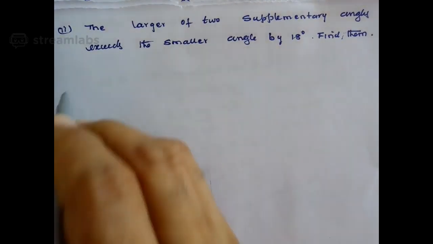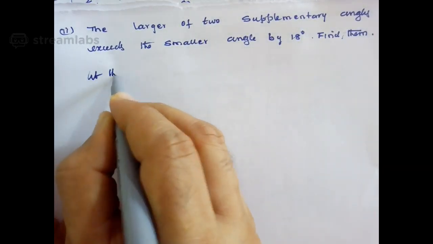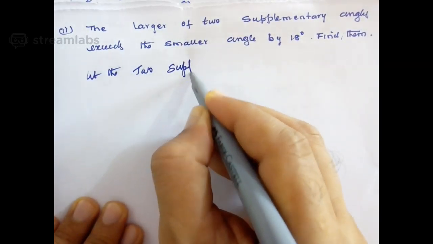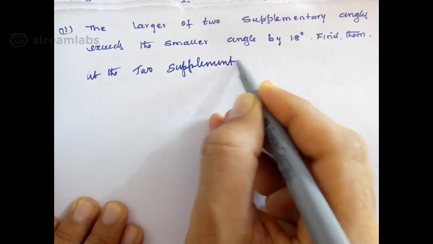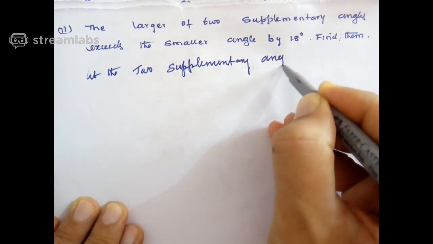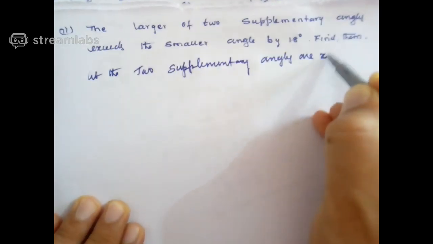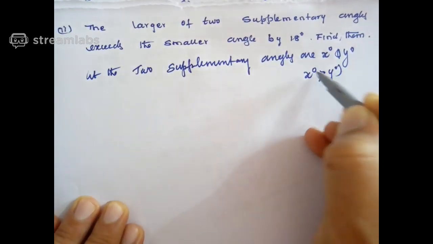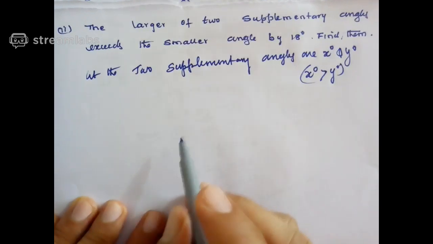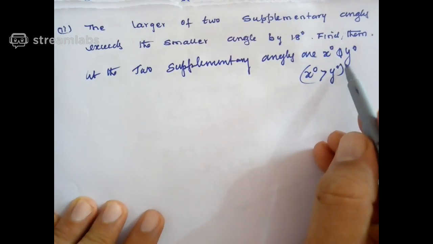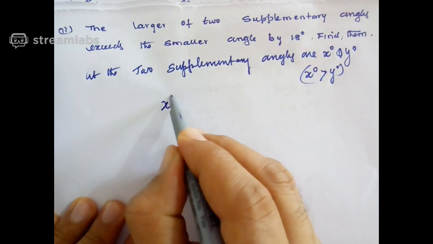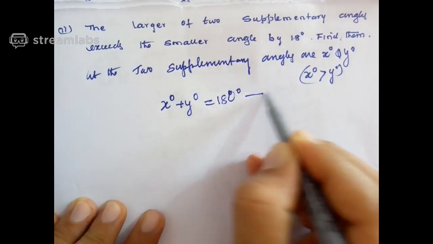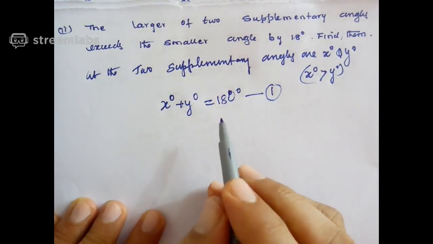Let the two supplementary angles be x degree and y degree. x degree is greater than y degree. There are two supplementary angles, one is greater than the other. And what is the supplementary angle? Sum of two angles is 180 degree. That is supplementary angle. Call it 1.